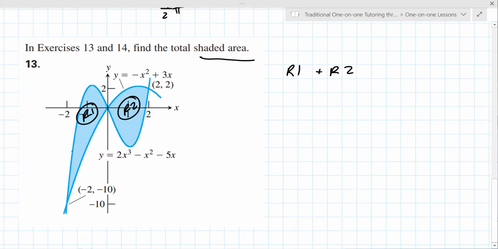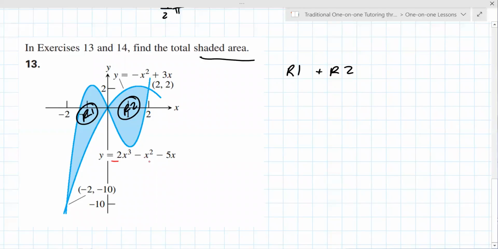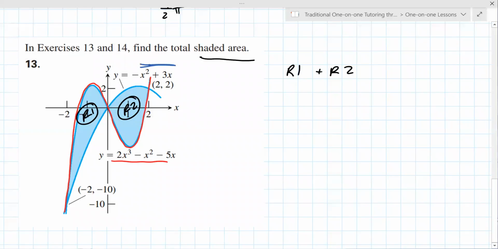Region 1's top function is this one that I'm tracing out here, which maybe isn't clear, but it's this one right here. Maybe I'll do it in a different color in case you look at the notes later, but that's this one. And then the other one is in blue.